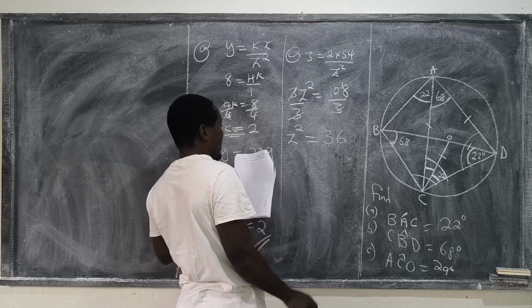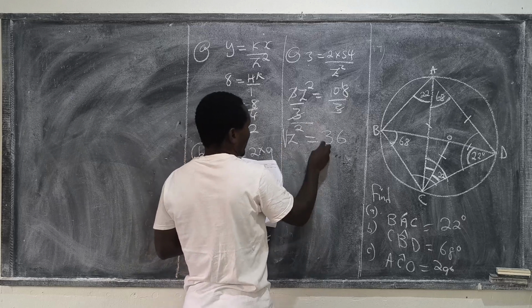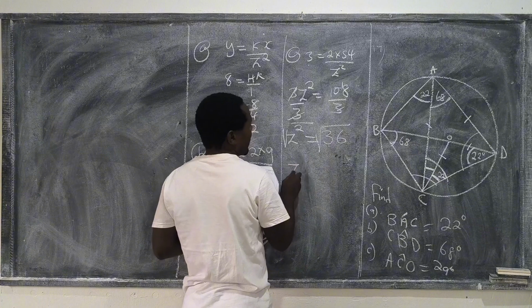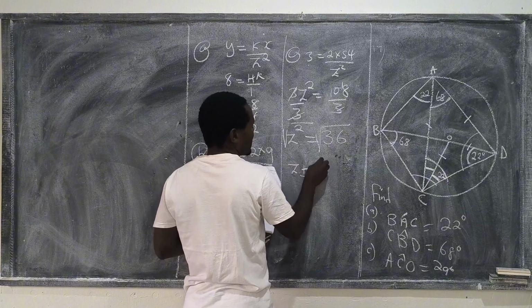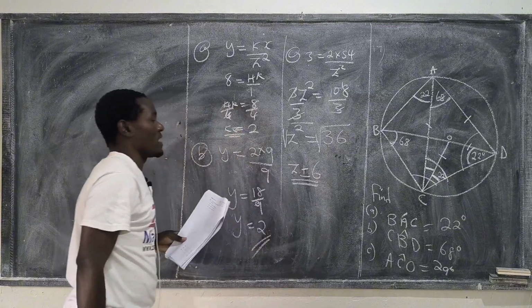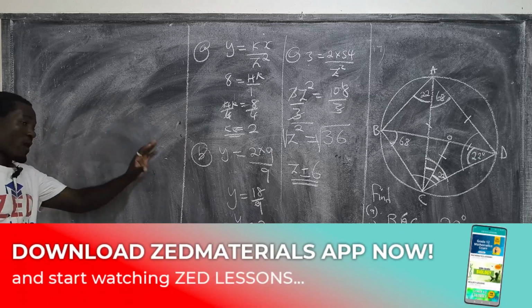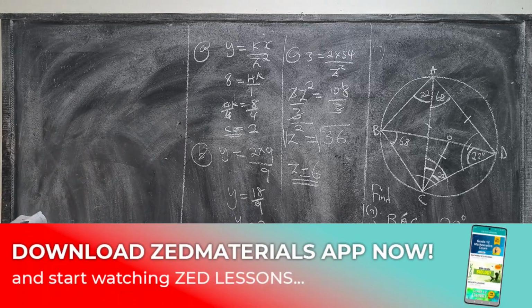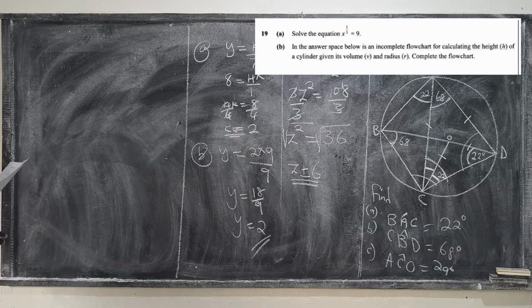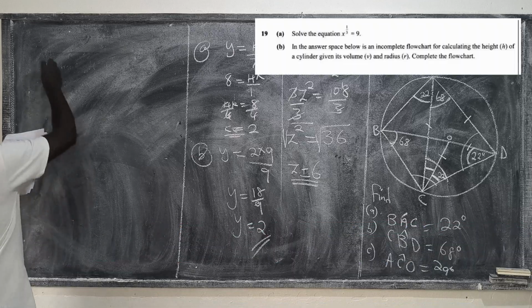Now they are saying values, meaning two answers. So you put the square root here and the square root there. You're going to have z equals plus or minus 6. Okay, this is your answer. When you go to the Z materials, we explained how you can get those two answers there. All right, we move on to question 19. Question 19, they're saying solve the equation.